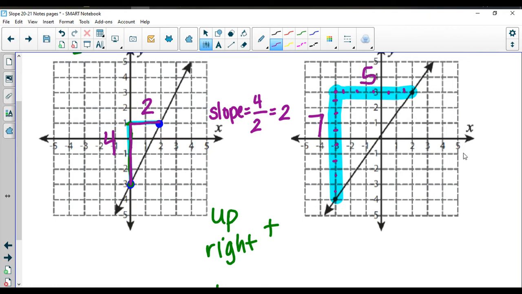Slope can also be identified as the letter m, so I'm going to start to use that now. So we're going to do m equals. Your rise was 7, your run was 5. This is already reduced. There's no common factors, and it is already an improper fraction, so we're going to leave it that way. We will not be changing it to a mixed number.